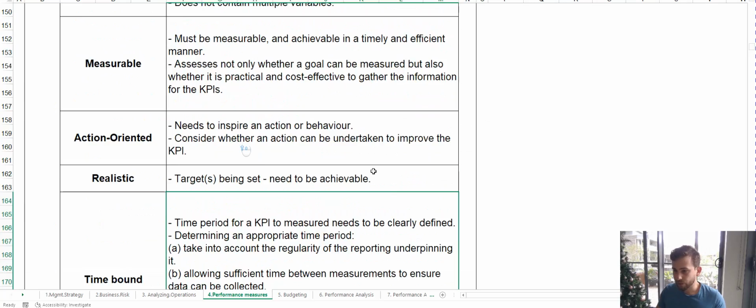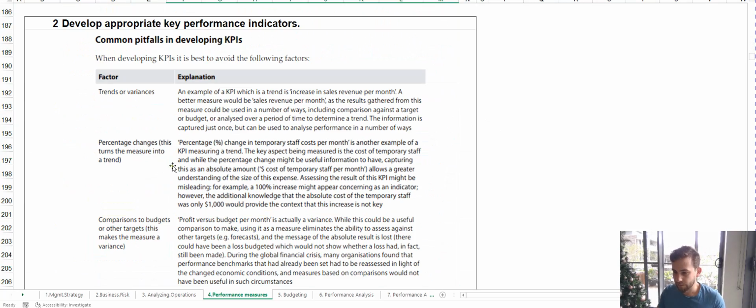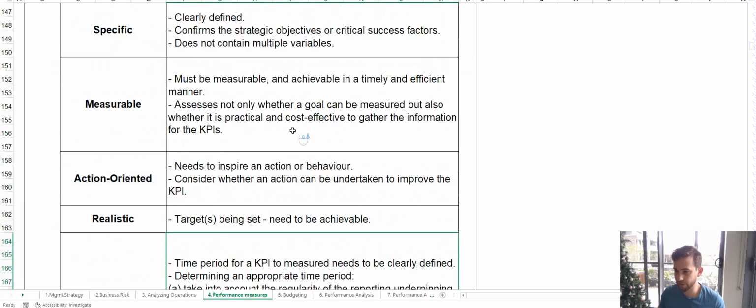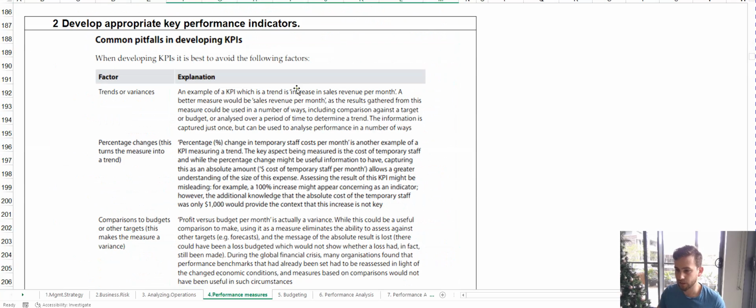All right, so now that we understand what SMART means, maybe let's go through some examples in past exams. And actually, this might be useful as well. This is an extract from the CSG, and this gives you some advice as to things to watch out for when you're developing a KPI.